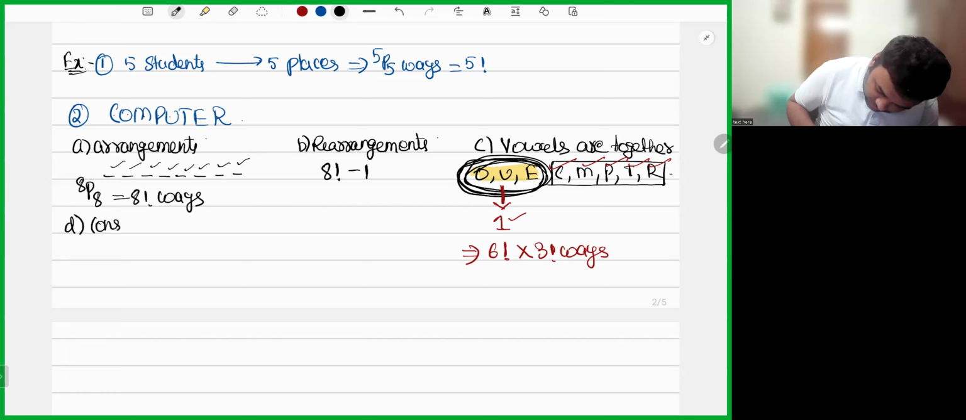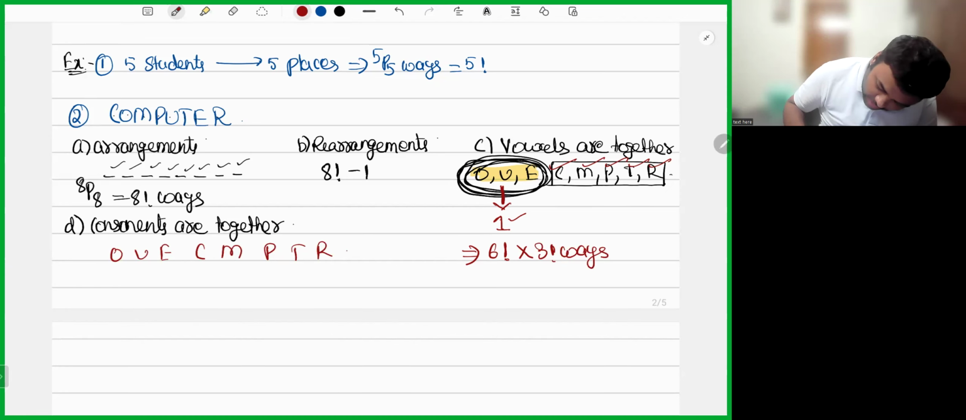Next, point number D. Consonants are together. So what do you do? Again, same. O, U, E, C, M, P, T, R. Consonants are together. You will go ahead and you will tie the consonants tightly. So you will make them into one single unit. So 1, 2, 3, 4. 4 things you can arrange in 4 factorial ways.